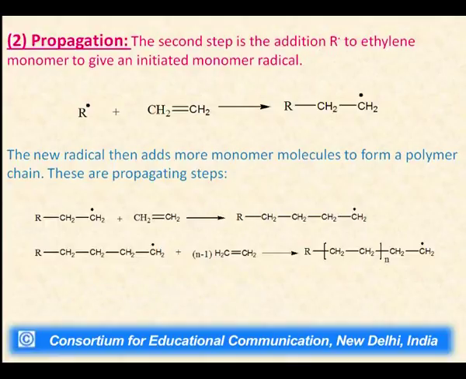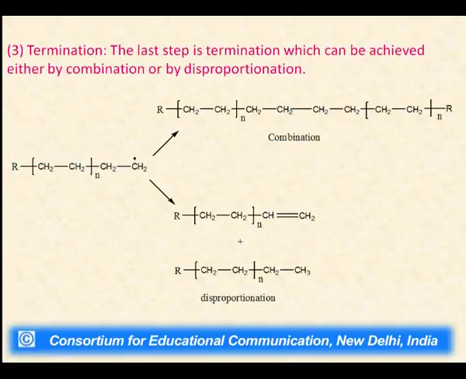And in the last step, these monomer radicals will undergo termination to make the final polymer, and this termination can be achieved either by combination of these radicals or by the disproportionation method. So in case of combination, half of the chain of this radical will combine with the other half of the chain of the free radical, and we will get a combination polymer. In case of disproportionation, one of the products formed will be the polyethylene and the other one, an alkane, will be formed in this case.